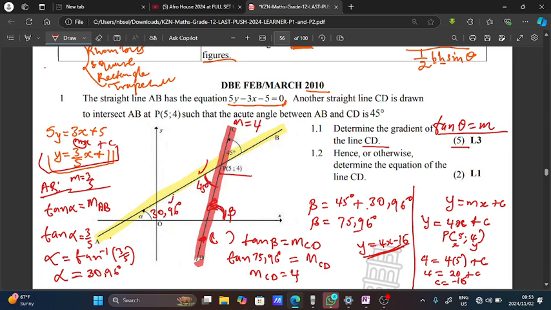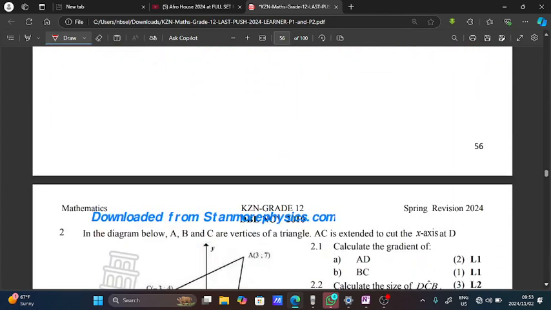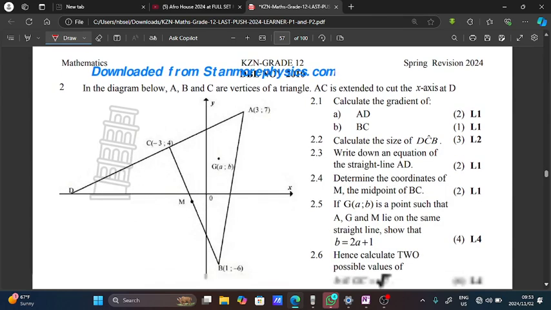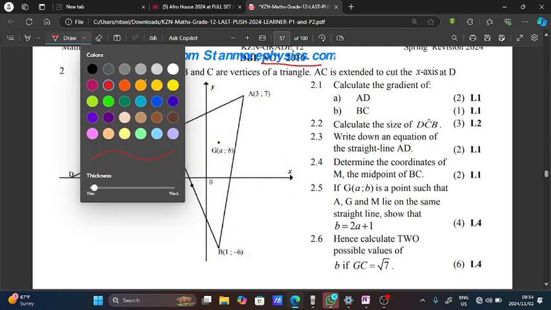So now we revise the equation. We revise the gradient again. So let's see another one. Maybe you'll have the midpoint. This is coming from 2010 November. Let's see if we can tackle it in a nicer way. Now let's fill in the information.